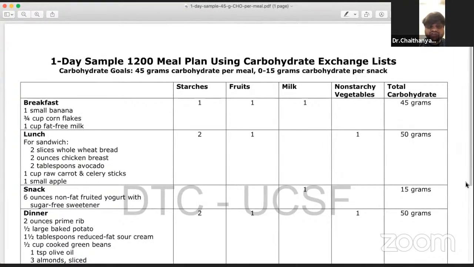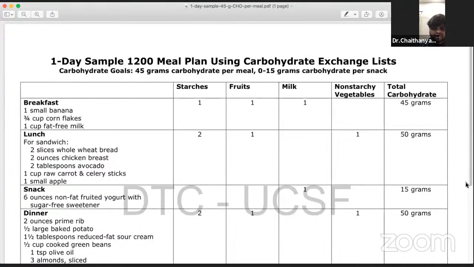Second, let us go to the lunch. In lunch, we have a sandwich, 1 cup of raw carrot and celery sticks, and 1 small apple. Again, you have a fruit here with lunch, that is 1 small apple, and you have a sandwich which has whole wheat bread. It has chicken breast 2 ounces. It has 2 tablespoons of avocado. Apart from that, you have 1 cup of raw carrot and celery sticks. So raw carrot and celery sticks can be given as a non-starchy vegetable.